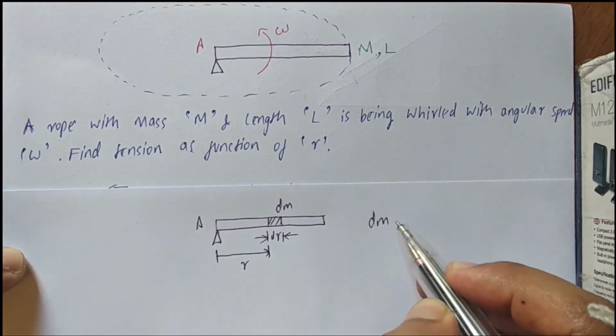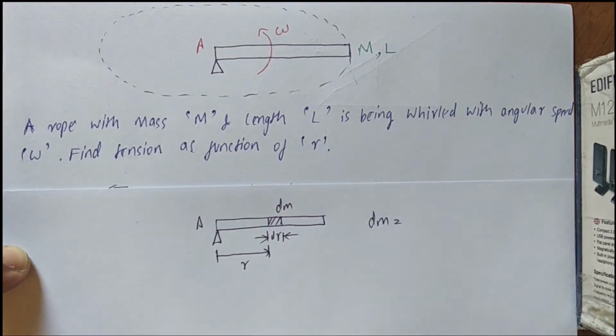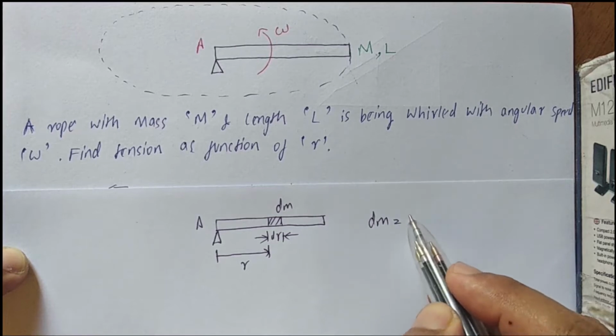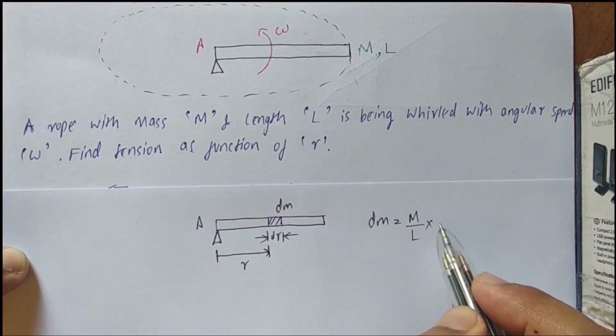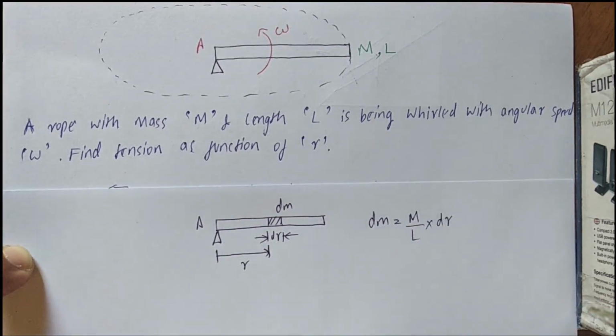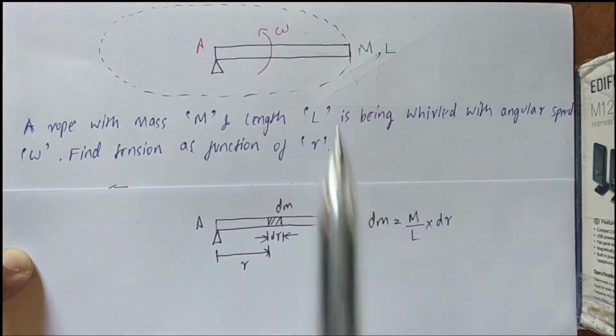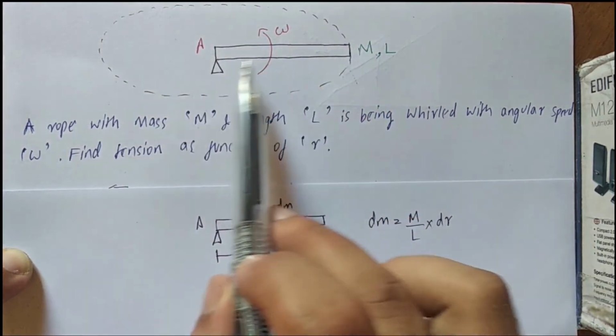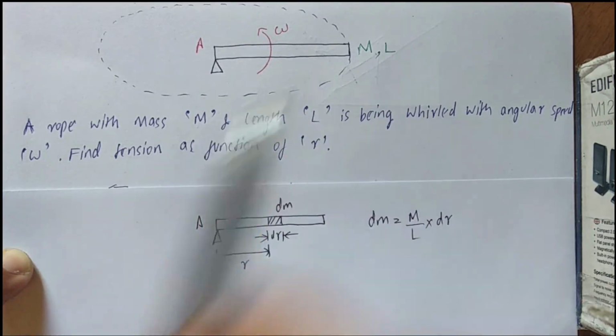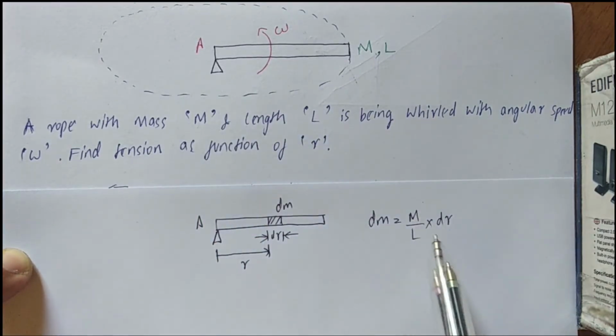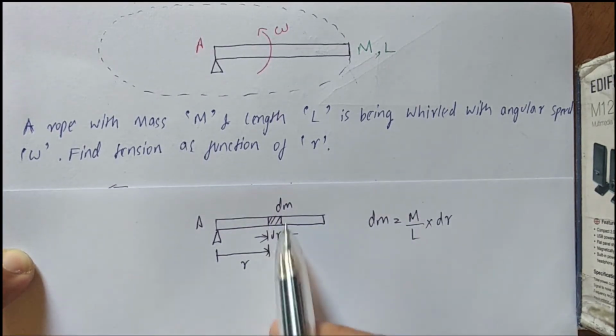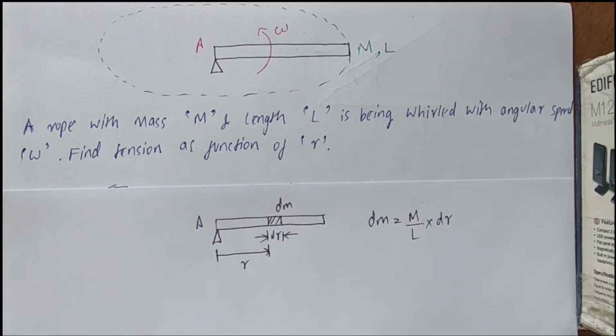Now we can determine the elementary mass, and that is given by mass per unit length into the elementary length. This capital M is the overall mass of this rope and L is the total length. So mass per unit length into the elementary length will give you the mass of this elementary rope.